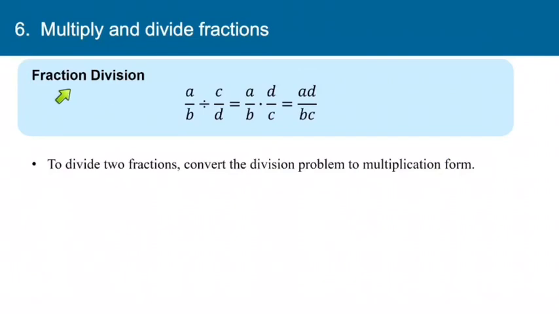And now let's talk about fraction division. Okay, so if you have two fractions that you're dividing, there is a very simple rule. To divide by a fraction means to multiply by the reciprocal. And the reciprocal just means to turn the fraction upside down. And then you can treat it like a multiplication problem. We'd multiply top times top to get AD here, and bottom times bottom to get BC. So to divide two fractions, convert the division problem to multiplication form.